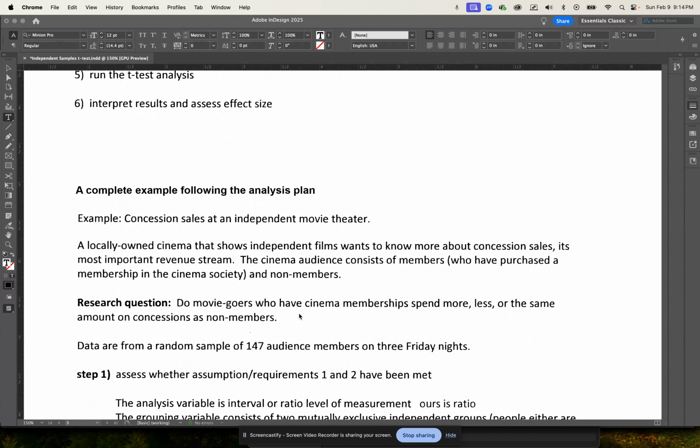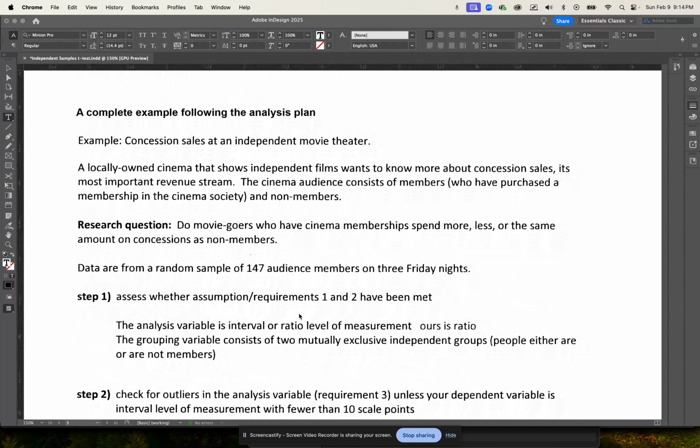All right, in this last video, we are going to do one more example, a complete example, following the analysis plan. In this example, we're going to look at concession sales at an independent movie theater. A locally owned cinema that shows independent films wants to know more about concession sales, its most important revenue stream.